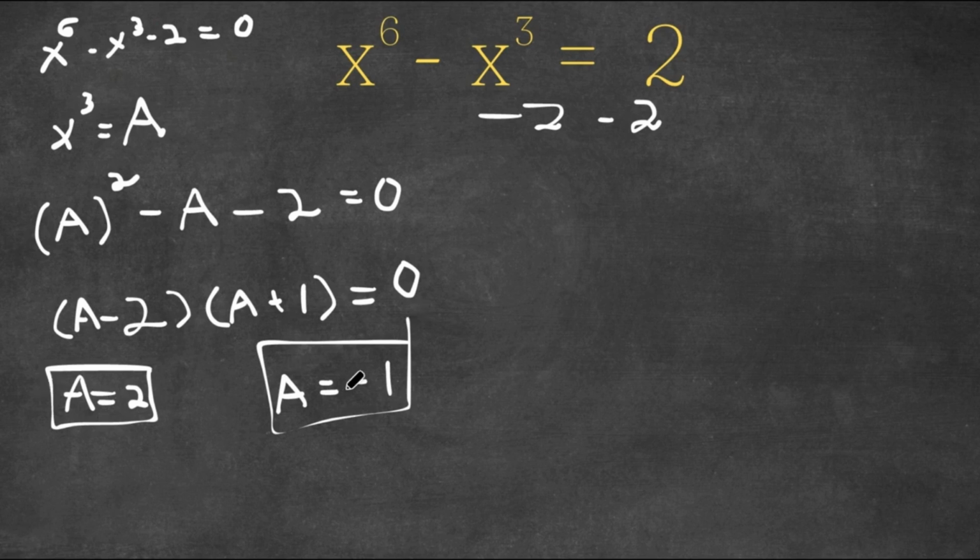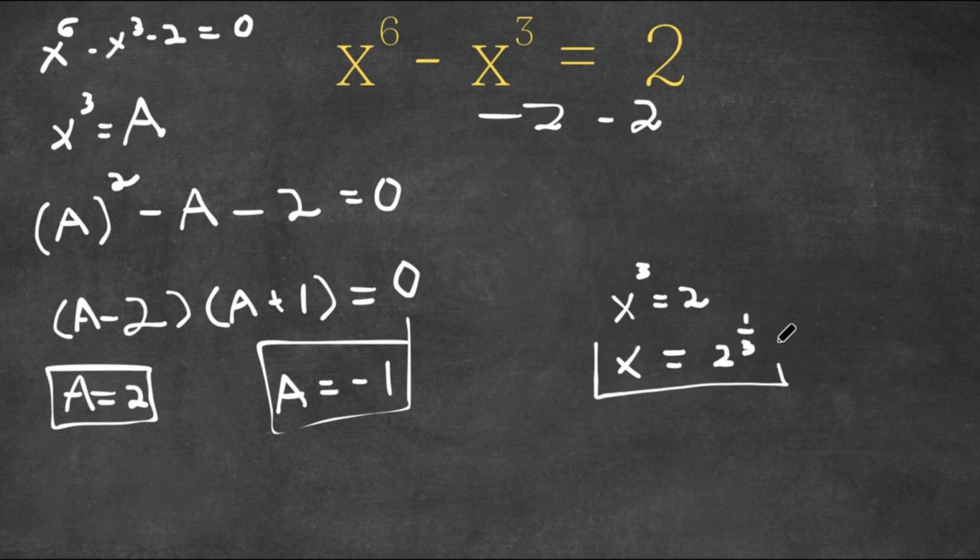So now that we found the value for a, this means that we can plug this back into this equation, x to the power of 3 is equal to a. So now we have x to the power of 3 is equal to 2. And if we take the cube root on both sides, we get x is equal to the cube root of 2, or 2 to the power of 1/3. So this is one answer.